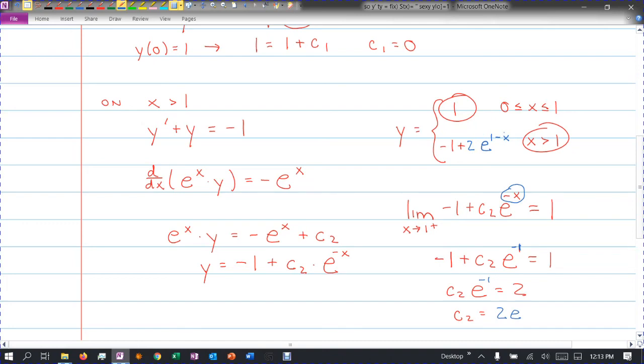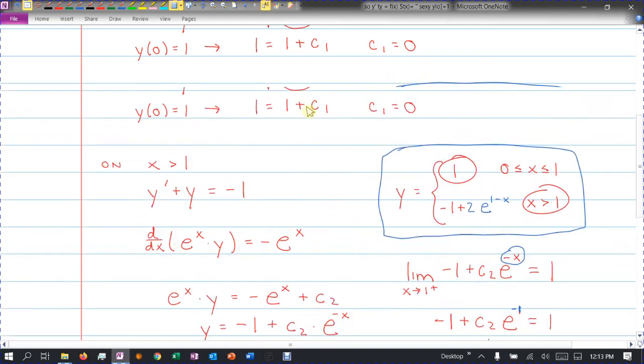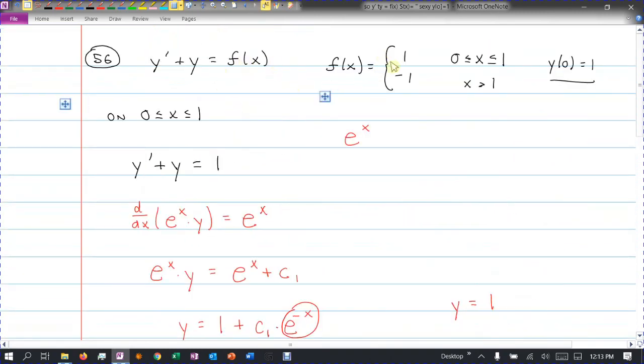Okay, so there we go. That's it. It satisfies the differential equation, and it also satisfies the initial condition, where the right side of this is this piecewise function. Alrighty, let's look at 57.